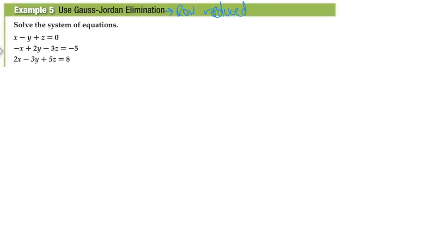There we go. Okay, so building my matrix, we have 1, -1, 1, and 0; -1, 2, -3, -5; 2, -3, 5, and 8. Just pulled those coefficients. So our goal, first off, is to get it into row echelon and then move it into reduced row echelon. So we want to get the leading ones by themselves and then work backwards to get the rest of the zeros.